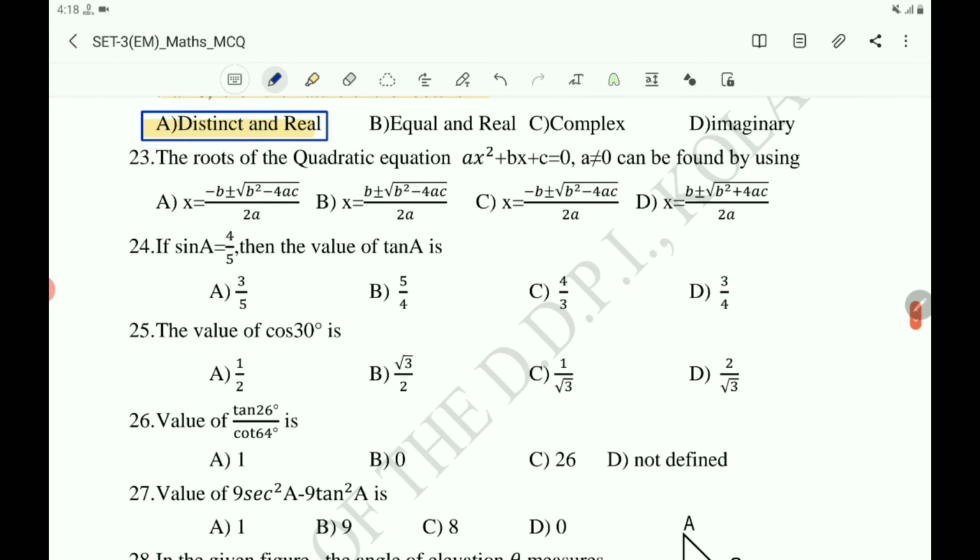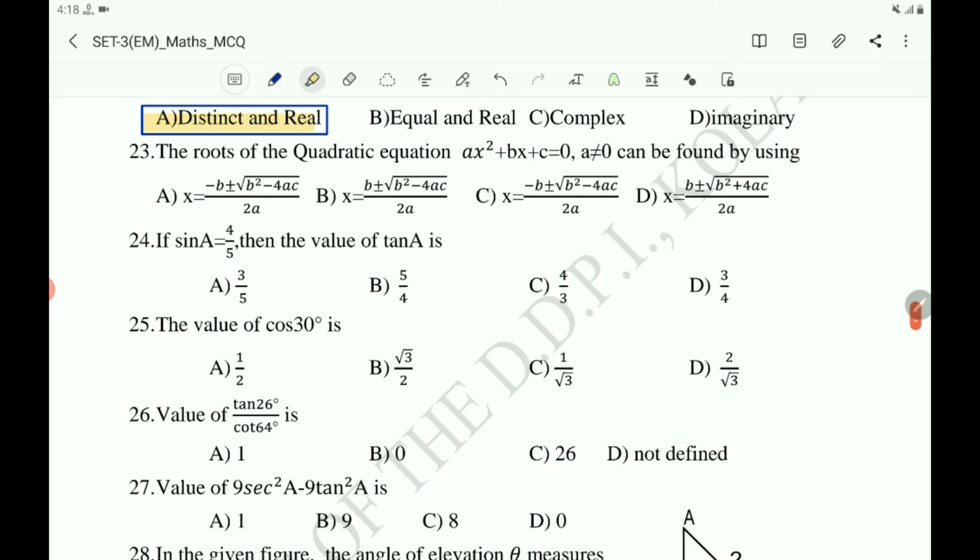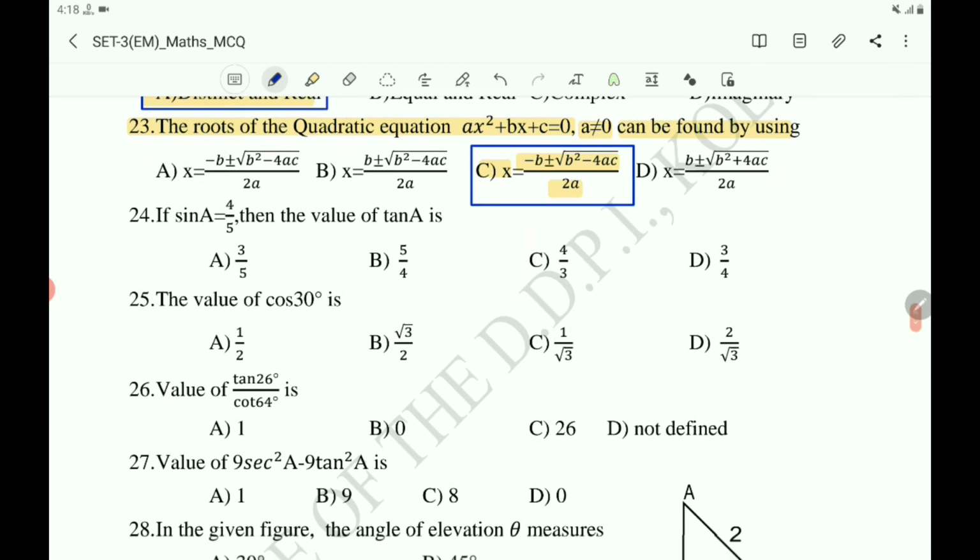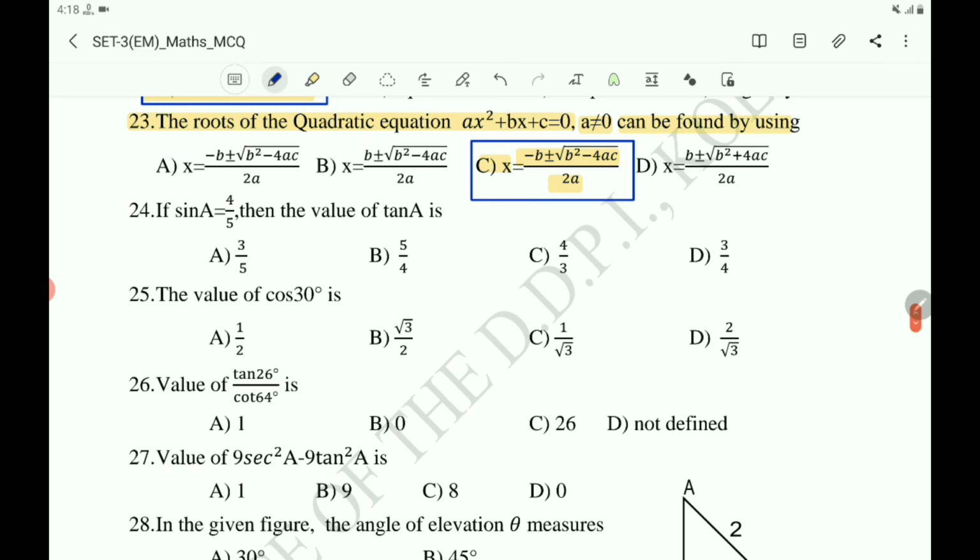Then next you take the question number 23. The roots of the quadratic equation ax square plus bx plus c equals 0, a is not equal to 0, can be found by using, again here the question is repeated. What is that formula here? Minus b plus or minus square root of b square minus 4ac by 2a. Option C is the answer. Minus b plus or minus square root of b square minus 4ac by 2a.